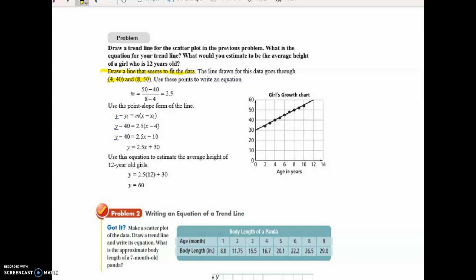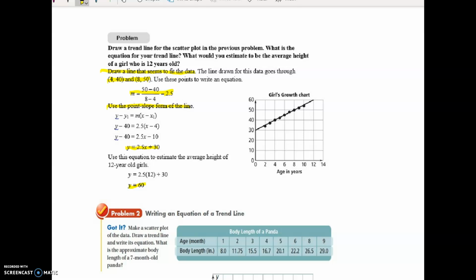So using those 2 points, we find our slope, and then we can use point slope form and pick one of those points to plug into our point slope form and simplify so it's in slope intercept form. Then we can now use this equation to estimate or predict the average height of a 12-year-old girl. So we would plug in 12 for x, and we would get an answer of 60.